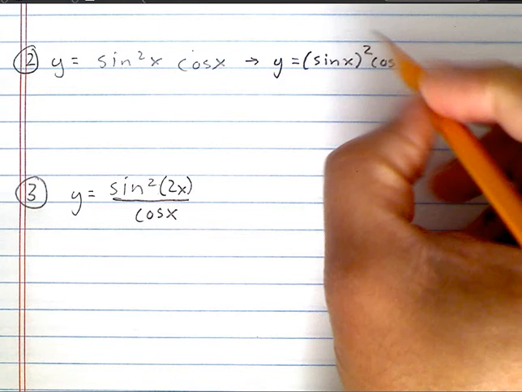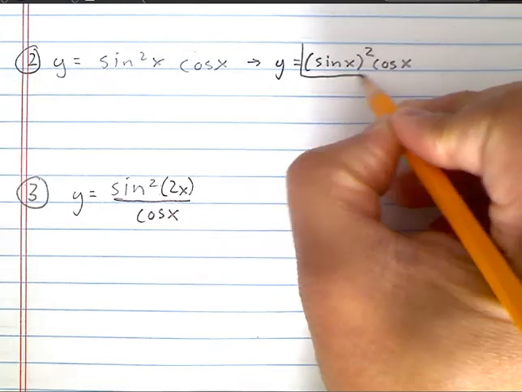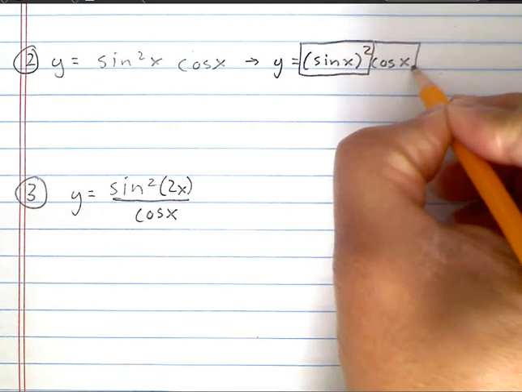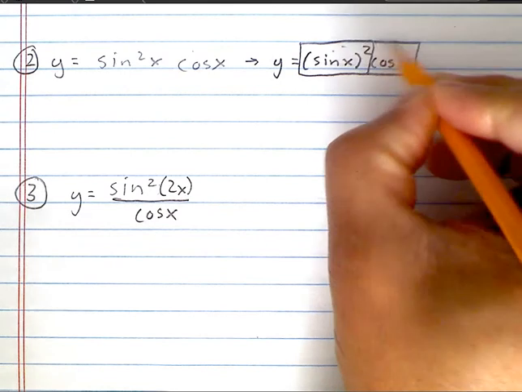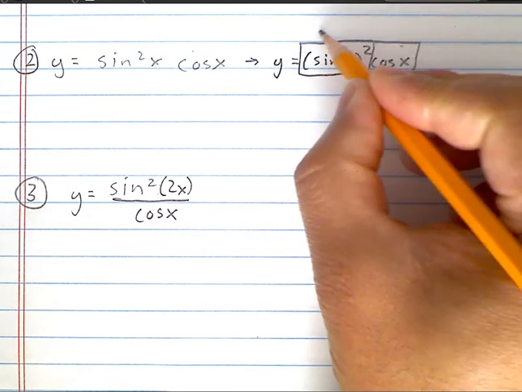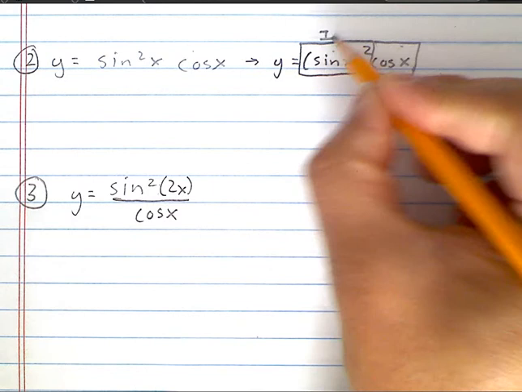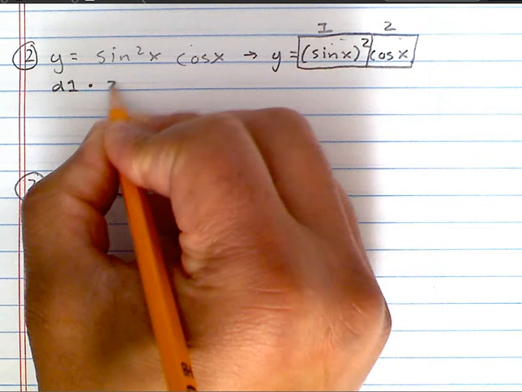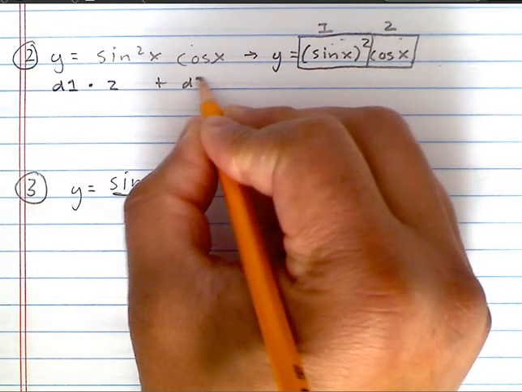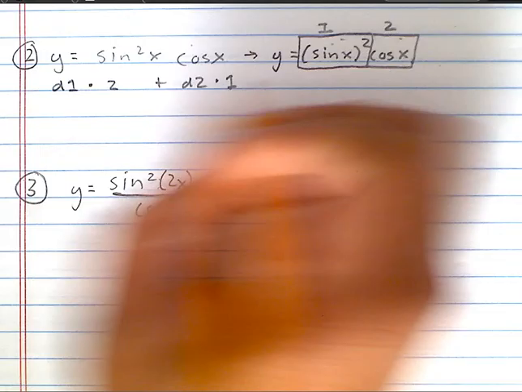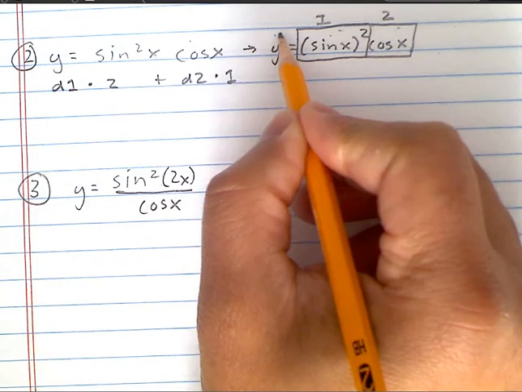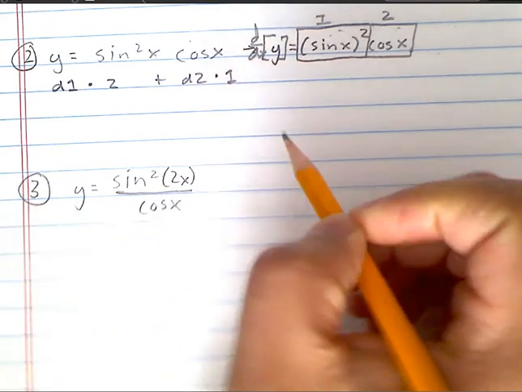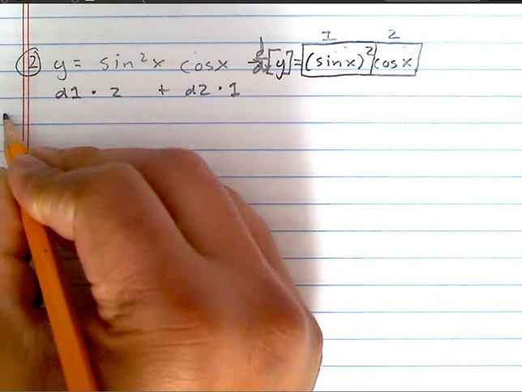Alright, so what we have here is thing 1 times thing 2. And both of these are more than x. So it's a thing 1 times thing 2. We're going to do product rule. So once again, the derivative of y is y prime.